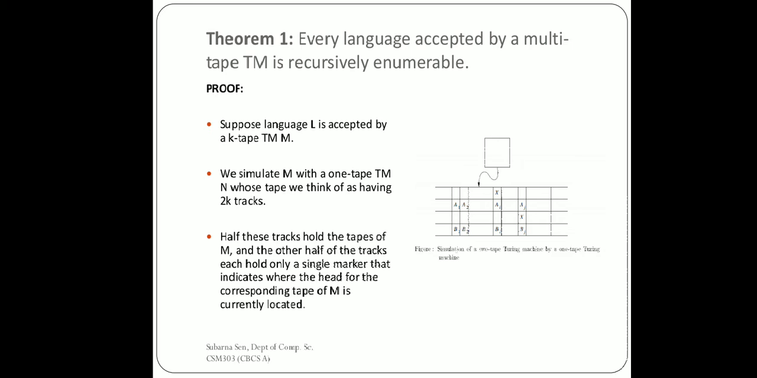Here we are assuming that value as k, right? So we simulate M with one tape TM N. Here we are considering the one tape TM as N and the multi-tape TM as M, right? So here we are going to simulate this multi-tape Turing machine using a single tape Turing machine. Okay, how are we going to simulate it?